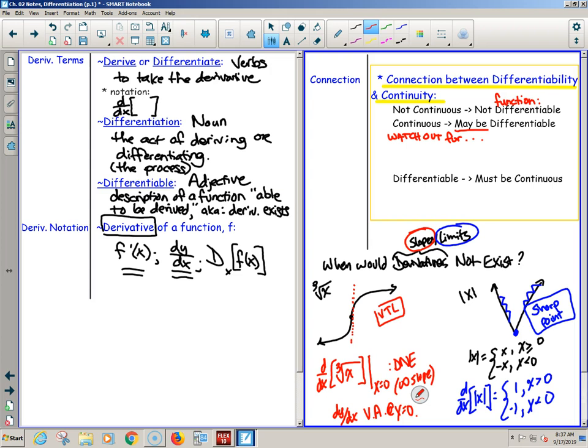One of my watch out fors is going to be my VTLs, vertical tangent lines, where my derivative, aka my slope, is plus or minus infinity, is infinite. In the olden days, we would have said undefined.